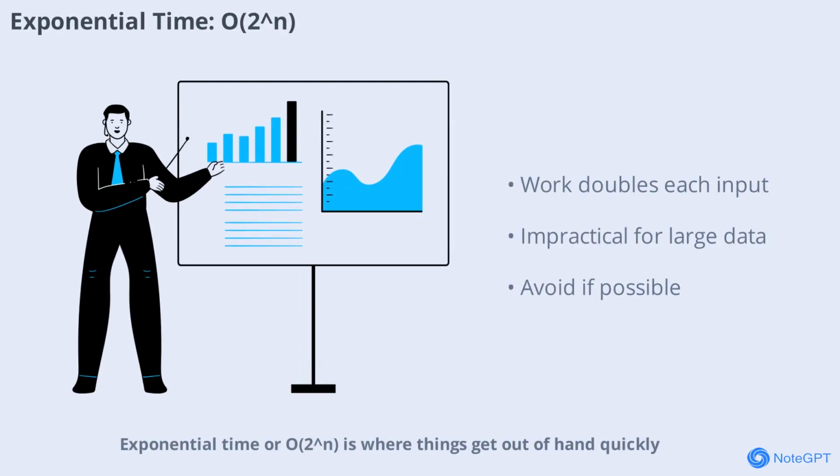Exponential time, or O(2^n), is where things get out of hand quickly. Algorithms with this complexity double their work with each additional input. For example, solving the traveling salesman problem by brute force means checking every possible route, which becomes impossible for even modest input sizes. Exponential algorithms are usually avoided unless absolutely necessary.